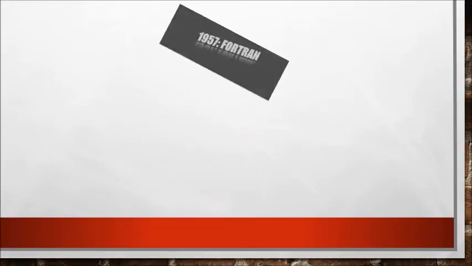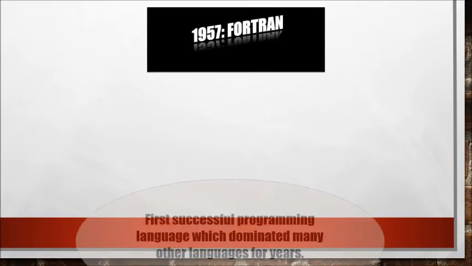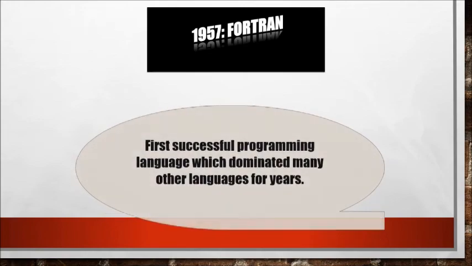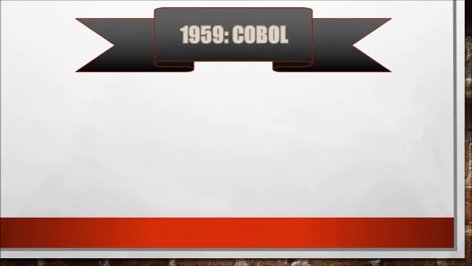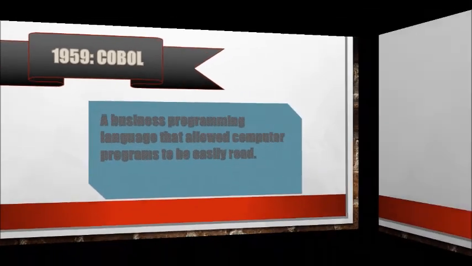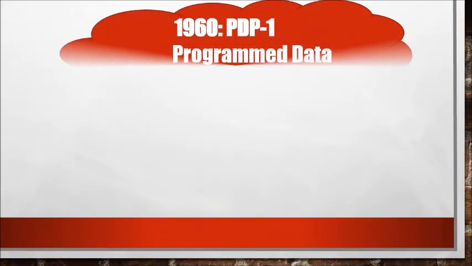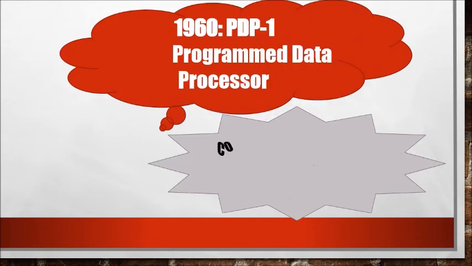After the first generation of computers came the second generation of computers from 1956 to the year 1963. In 1957, Fortran was developed, the first successful programming language, which dominated many other languages for years. In 1959 came COBOL, a business programming language that allowed computer programmers to easily read.